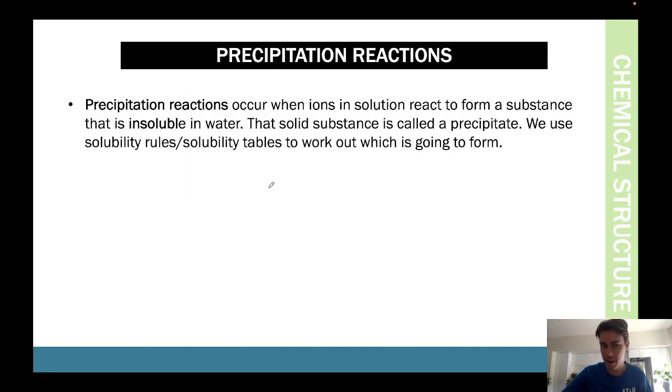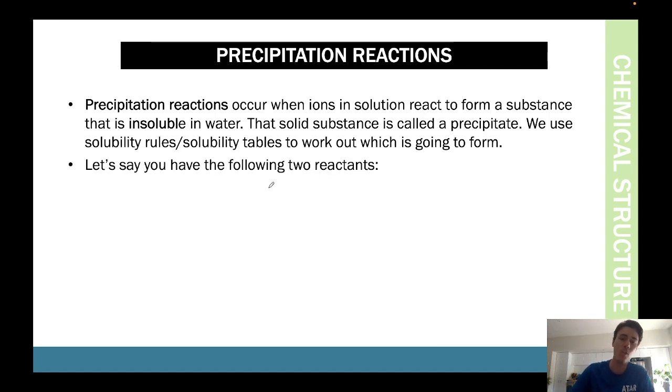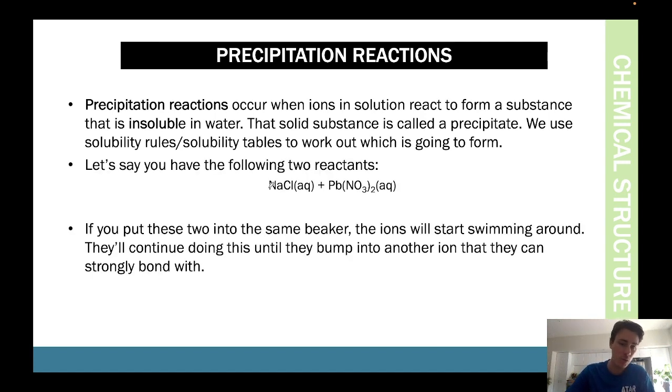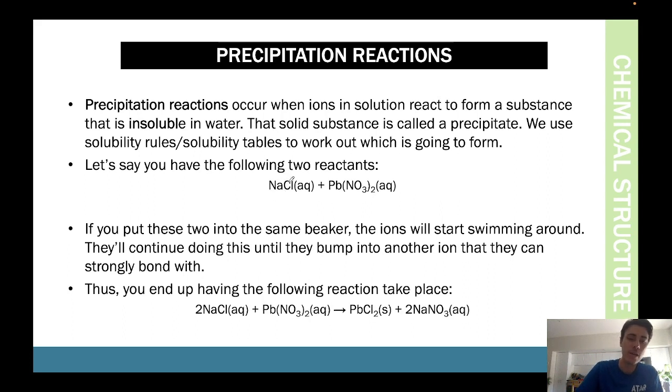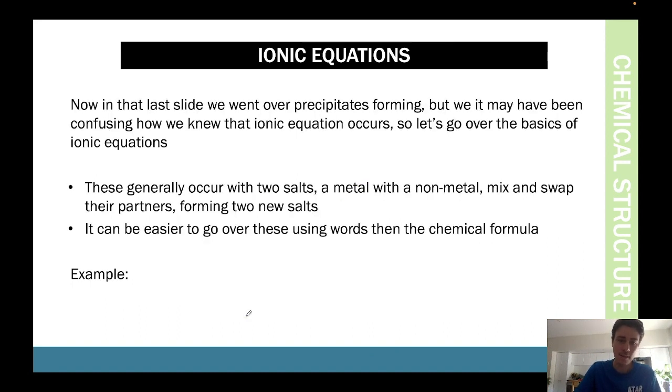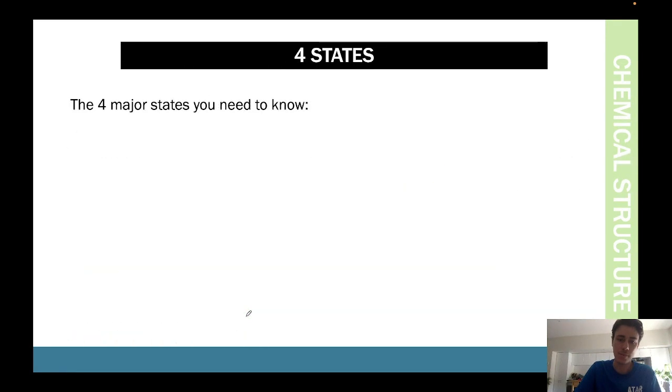So then we look at precipitation reactions. Precipitation reactions are where we combine two ionic substances, and when we combine them, they react, and they switch. So the sodium will switch and join with the nitrate here, and the chloride will switch and join with the lead here. So we get PbCl, as you can see here, and we get NaNO3. Now, we're going to talk about states in a second. I'll bring up states now because I think states are important.